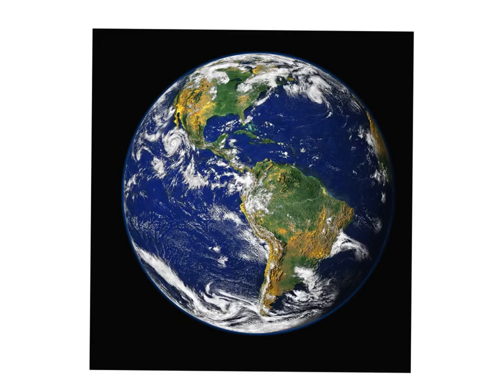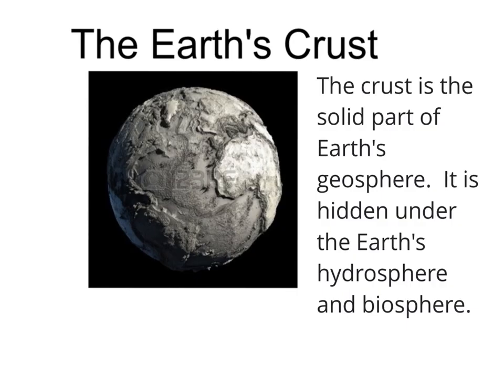When you think about what the Earth looks like, you might have a picture in your mind that looks kind of like this. But if you could only see the Earth's crust, you might see something more like this. The crust is the solid part of the Earth's geosphere, and most of the time we don't see it. It's hidden under the Earth's hydrosphere, which is its water, and its biosphere, which are the living things on Earth.